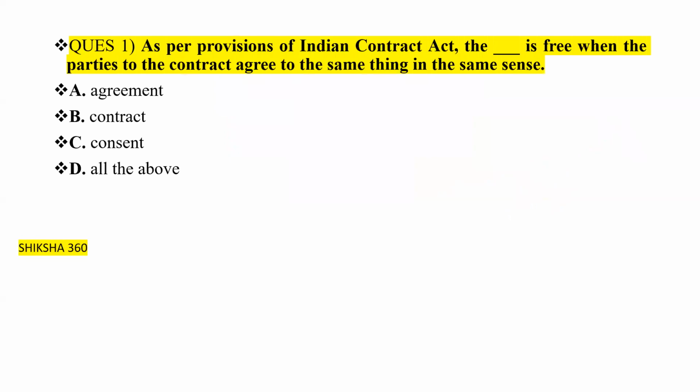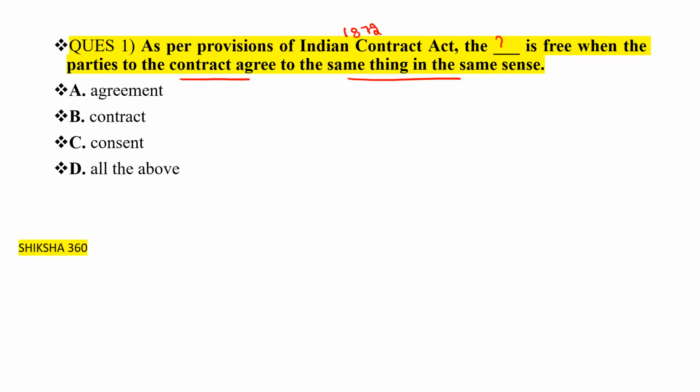The first question is now on your screen. As per the provisions of the Indian Contract Act, directly they will ask this question in the examination. The Indian Contract Act was enacted in the year 1872. The dash is free when the parties to the contract agree to do the same thing in the same sense. So what is free?